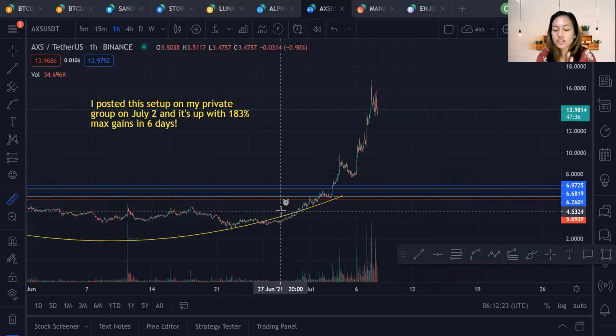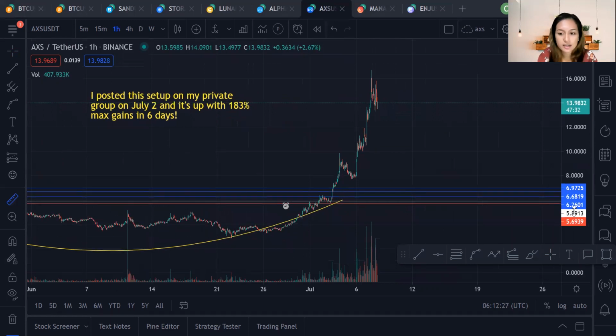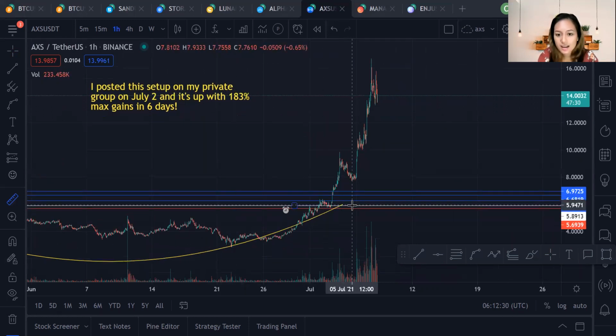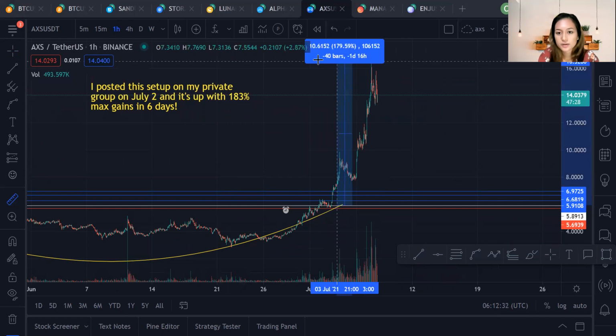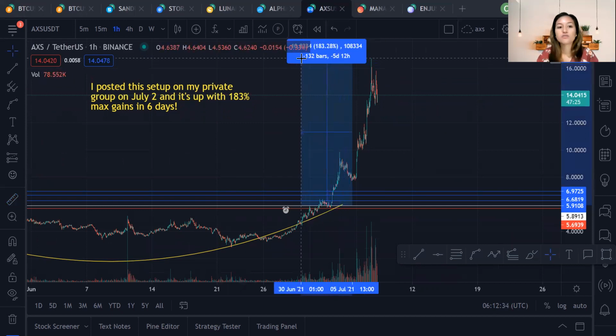So I told them to buy around the white line. Okay, buy around the white line. Let's measure that. Okay, so here it is. We have 183% gains from the AXS setup in just 6 days. Okay, that is very, very good profit.